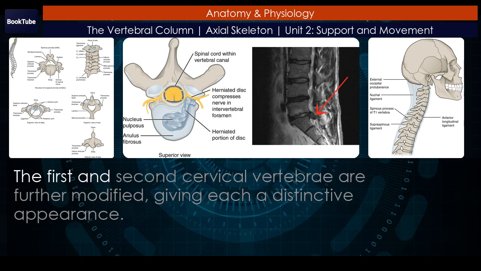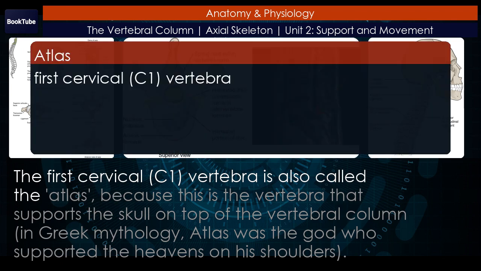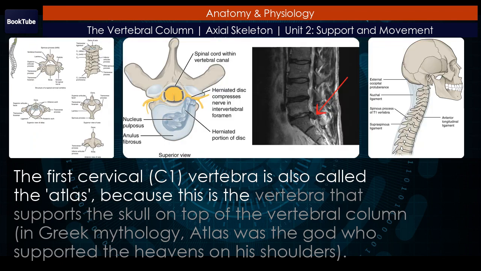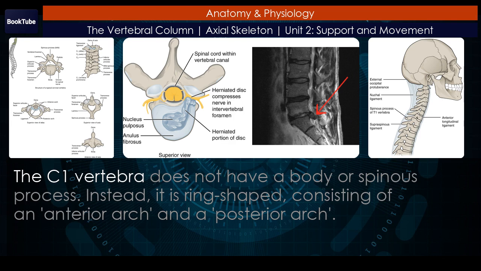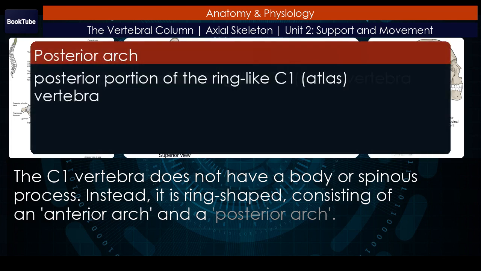The first and second cervical vertebrae are further modified, giving each a distinctive appearance. The first cervical, C1, vertebra is also called the atlas, because this is the vertebra that supports the skull on top of the vertebral column. In Greek mythology, Atlas was the god who supported the heavens on his shoulders. The C1 vertebra does not have a body or spinous process. Instead, it is ring-shaped, consisting of an anterior arch and a posterior arch.